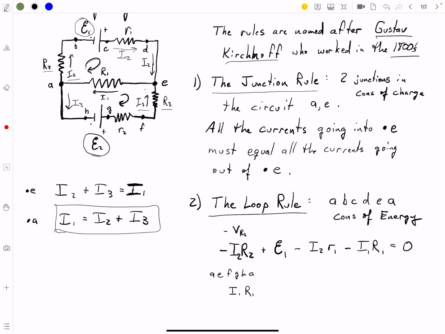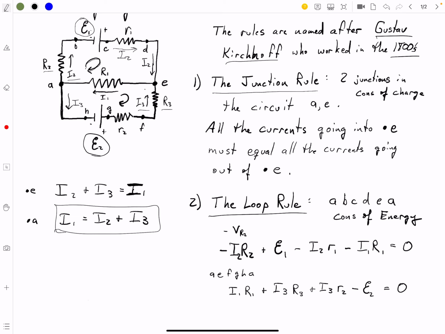I3 across R3 is also going against our Kirchhoff's law, so we're going to add I3 R3. Across R2, same, but it's now I3 still, and then our internal resistance 2. Then we have our EMF, but we're going in the reverse direction across the EMF, so we have to subtract off E2. Then that takes us back up to A. And we have our other 4 things that we have done.